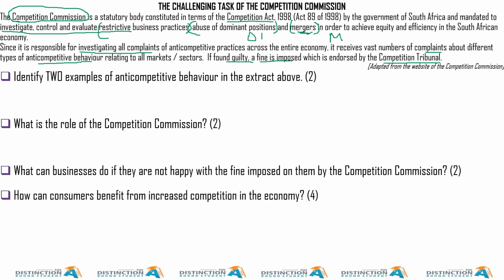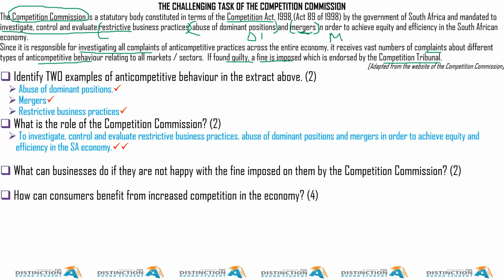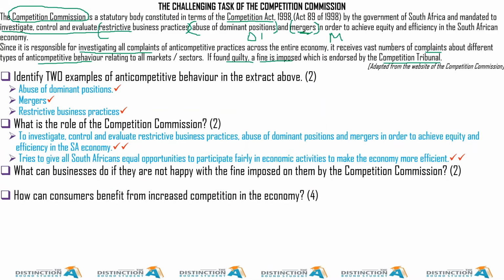Right. Identify 2 examples of anti-competitive behavior. Those things that I was saying, they're important. All right, so we have what? Abuse of dominance. And then we have mergers. And then we have restrictive business practices. What is the role of the Competition Commission? It is there to investigate, to control, and to evaluate business practices. Abuse of dominance, position, all that stuff. Yes, that's what you say. It tries to give all South Africans equal opportunity.